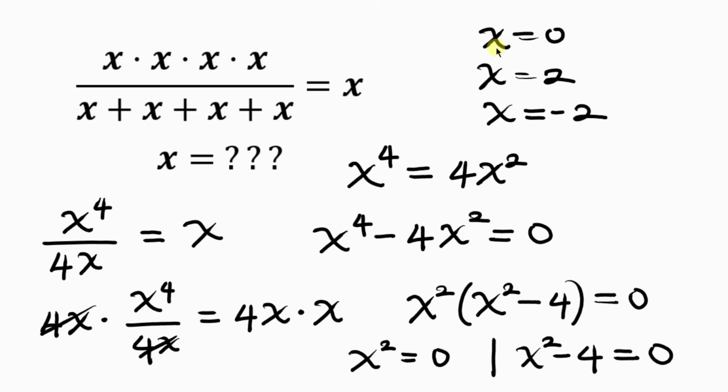Good. But my concern is x equal to 0. Because when I substitute x equal to 0 here, it becomes 4 times 0, making the denominator to be 0. And you know what happens whenever we divide by 0, right? It makes the expression undefined. So x equal to 0 is not a solution. So we've got x equal to 2 and x equal to negative 2 as the only solutions for this question.